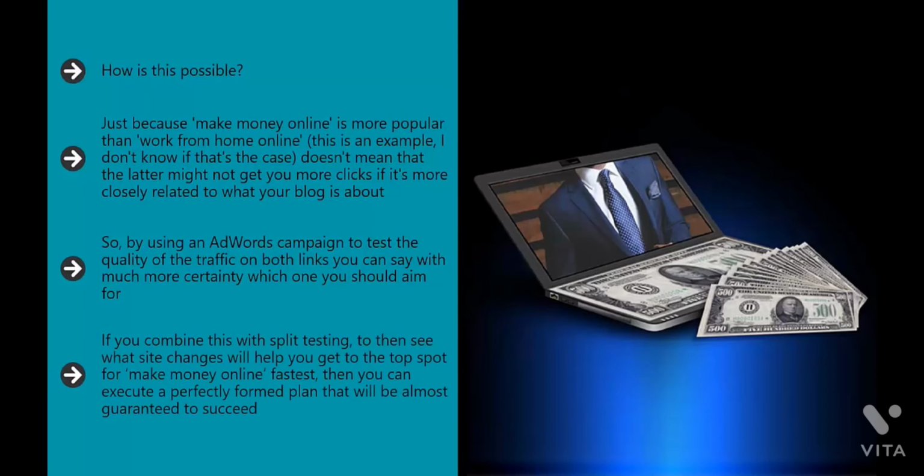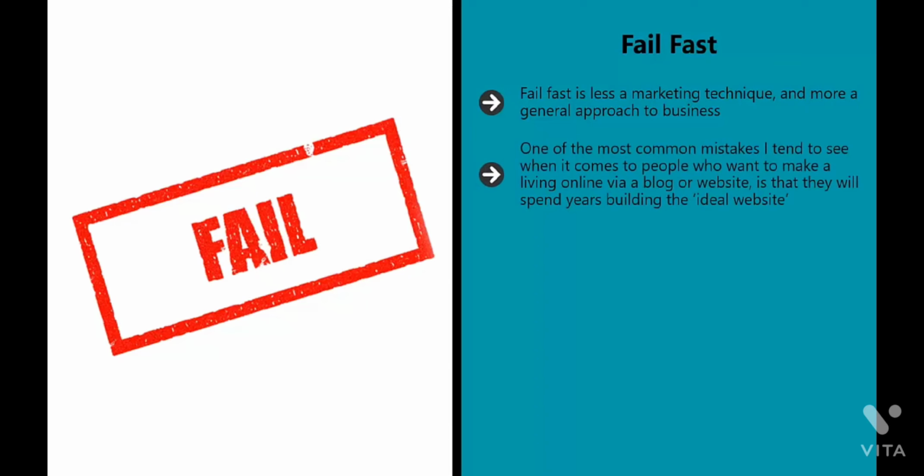If you combine this with split testing, to then see what site changes will help you get to the top spot for make money online fastest, then you can execute a perfectly formed plan that will be almost guaranteed to succeed. Fail fast. Fail fast is less a marketing technique and more a general approach to business. Fail fast means making sure not to invest a huge amount of time into an idea until it has been proven. One of the most common mistakes I tend to see when it comes to people who want to make a living online via a blog or website is that they will spend years building the ideal website.